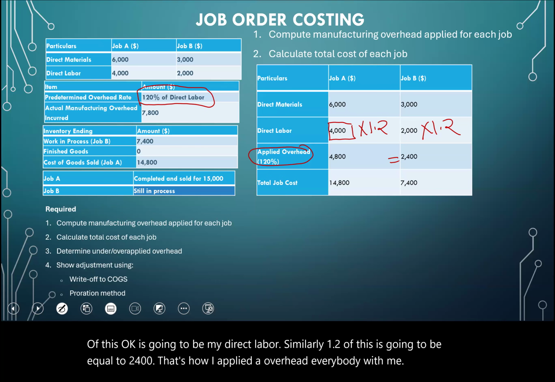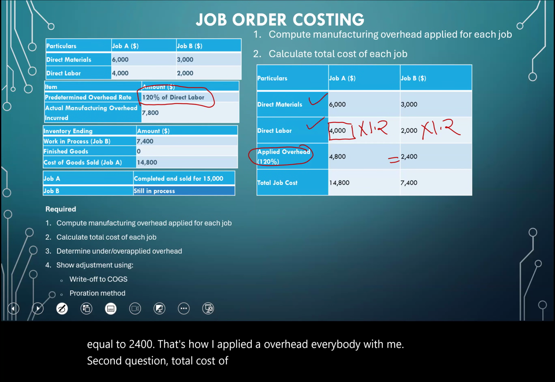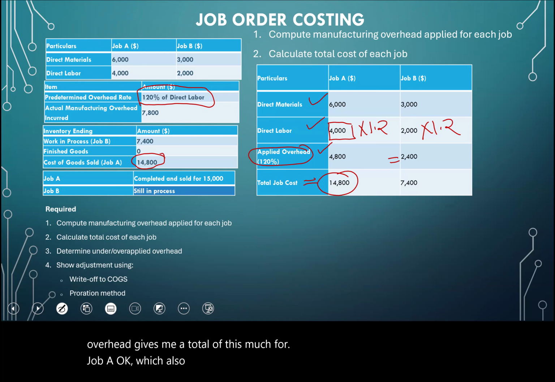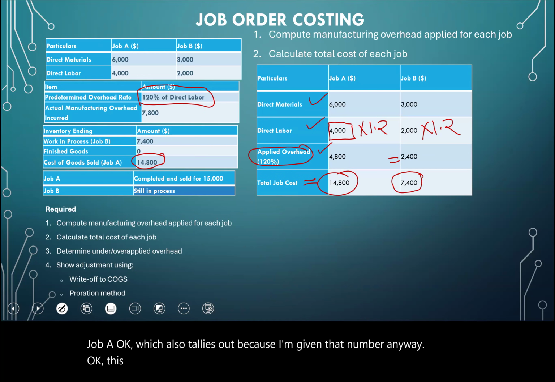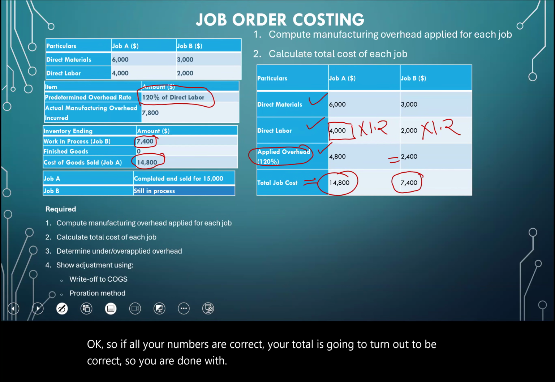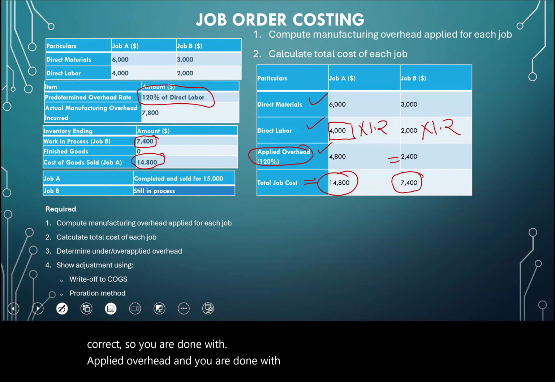Second question, total cost of each job: direct material, direct labor, applied overhead gives me a total of this much for job A, which also tallies out because I'm given that number anyway. This job has a number of 7400, also given to you. So if all your numbers are correct, your total is going to turn out to be correct. So you are done with applied overhead and you are done with figuring out the total cost of each job.